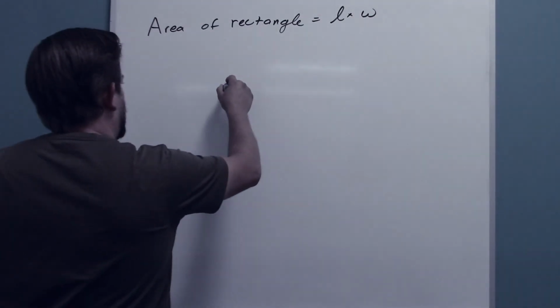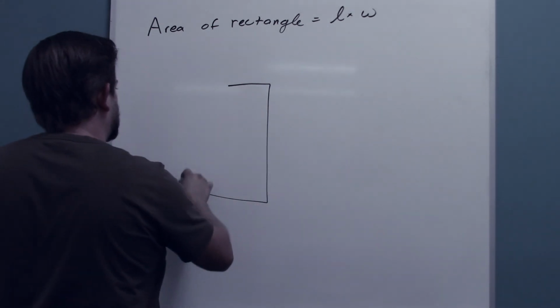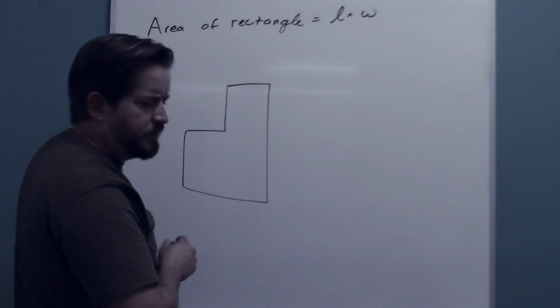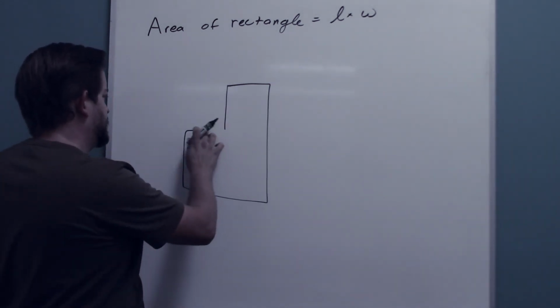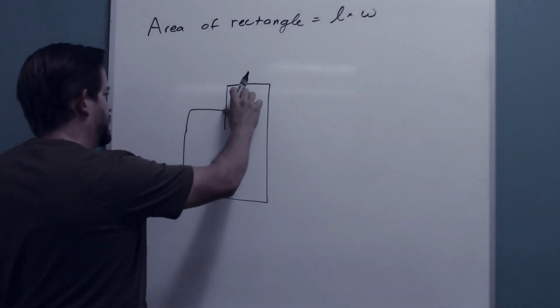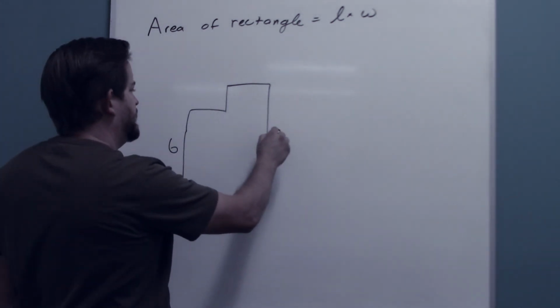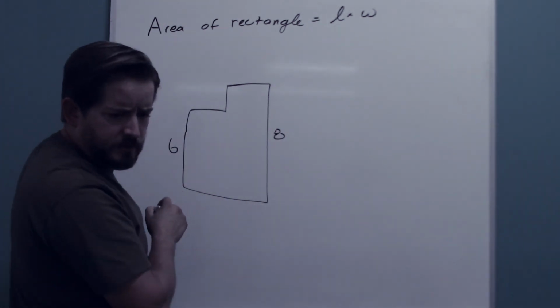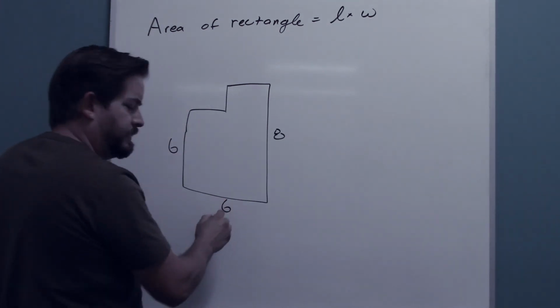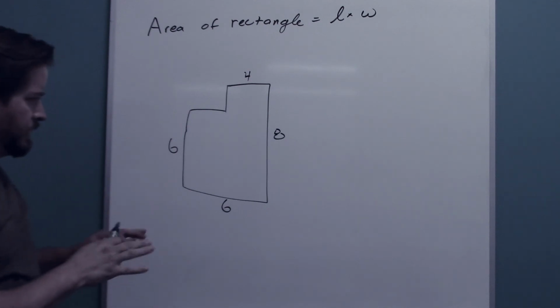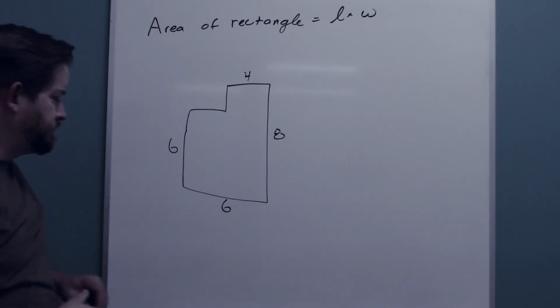We're given kind of a backwards Utah. And we have, probably not going to be to scale, because I'm trying to make it a little bit better. We're given that side is 6, this side is 8. The bottom is also 6. And then I have 4 for the top. That's what we're given, right?